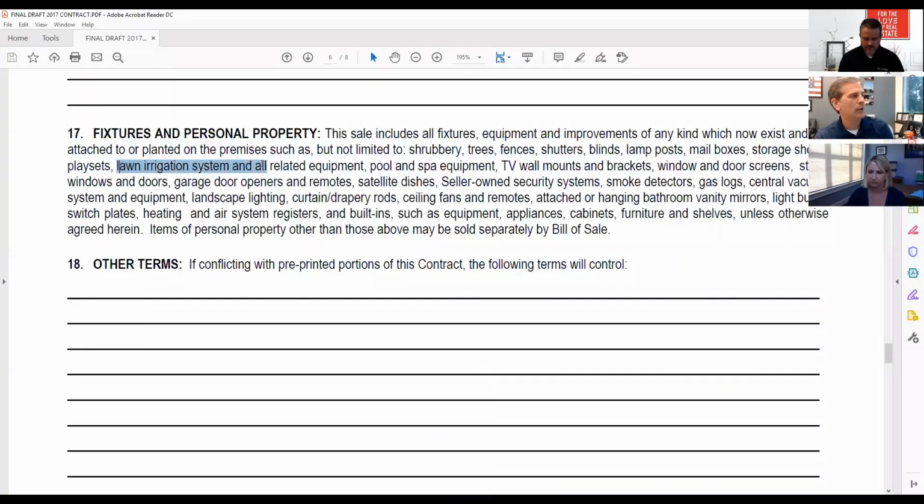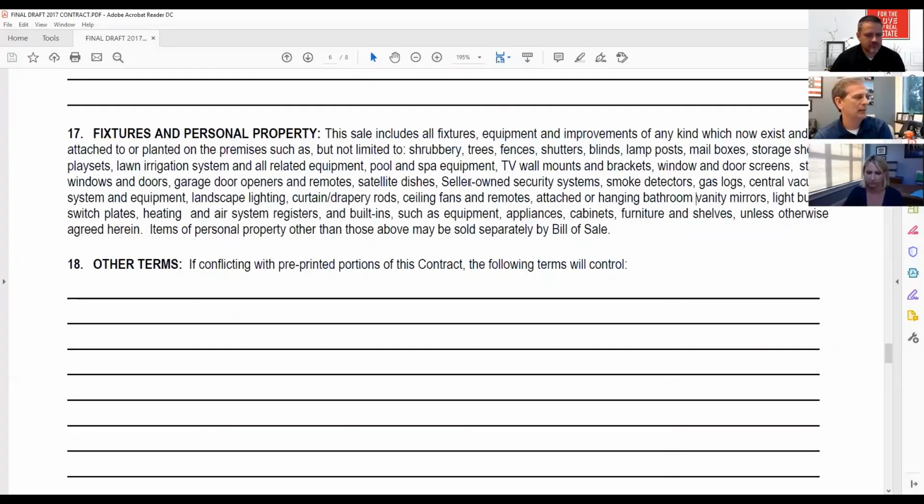All lawn irrigation systems, including equipment, pool and spa equipment, because you're going to convey the pool, you're not going to take all the equipment with it. The equipment stays with the pool. We also added TV wall mounts and brackets. So now that we're all mounting TVs on walls, the mounts and the brackets stay, the TV doesn't. We have not addressed speakers. Obviously the speakers that are cut into the ceiling, yes. The ones that are maybe attached to a bracket, I don't know. That's a question. If you want it, make sure you put it in the contract.